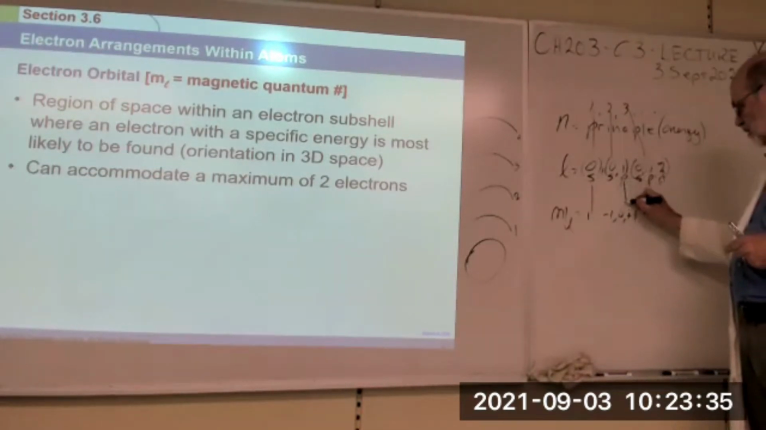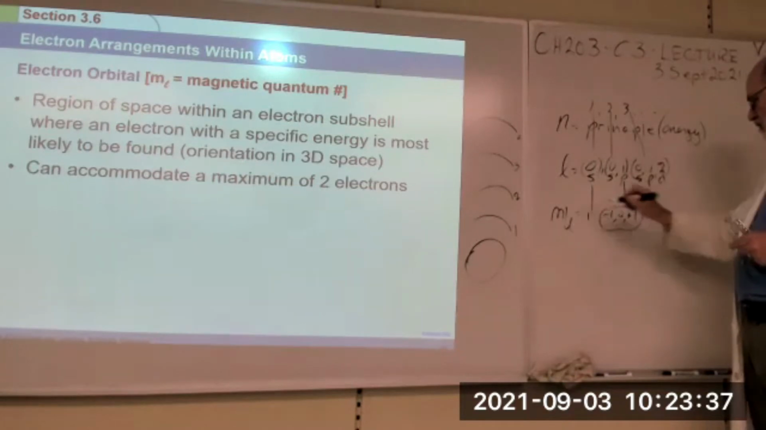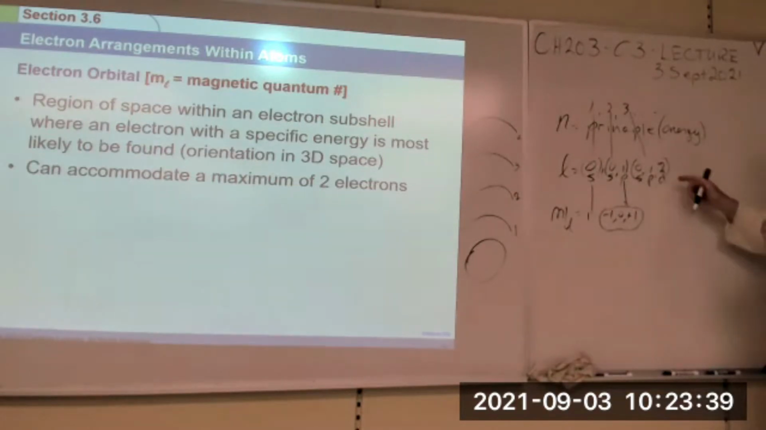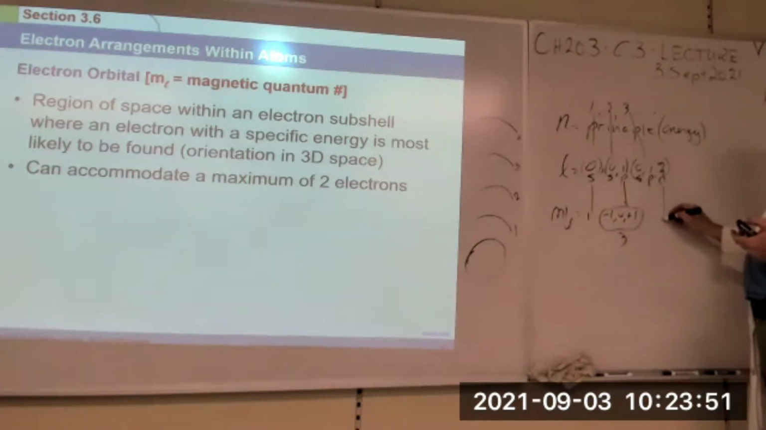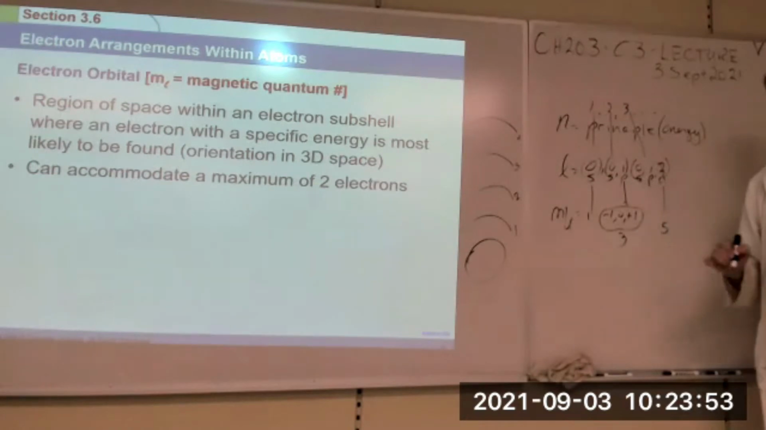For this one. So 2 could have what? Minus 2, minus 1, 0, plus 1, plus 2. Got 5 levels. So the P's can have 3 M sub L's, and the D's can have 5 M sub L's. Let's see where it balloons.